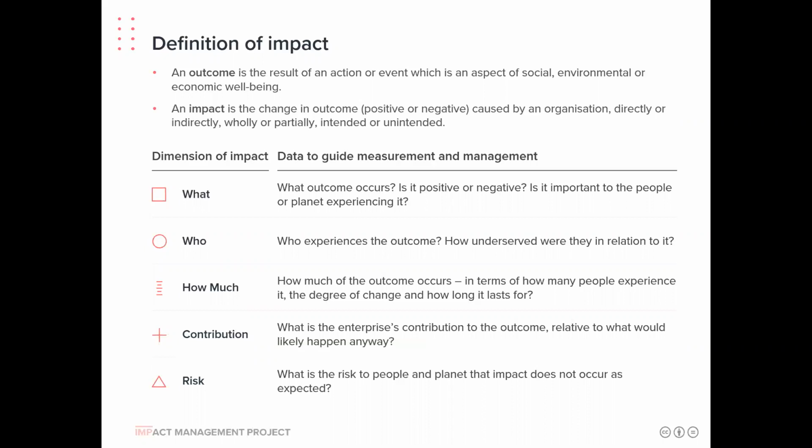And I think a really useful direction of travel, and the OECD has been very influential here, is to say that a well-defined outcome is one that is defined as much as possible as an aspect of social, environmental, or economic well-being. And I say that because, to be frank, defining an outcome is not a scientific process.